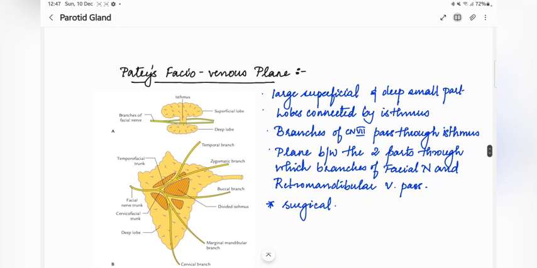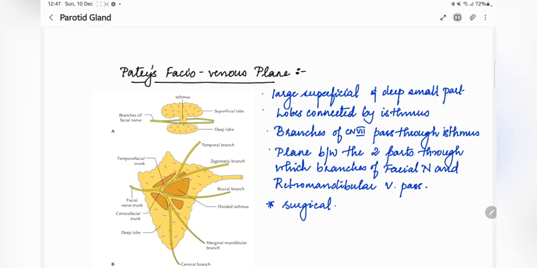Next, we have the Patey's facio-venous fling. So the parotid gland, as we can see here, is divided into a large superficial lobe and a small deep lobe, and these two lobes are connected by an isthmus, and it is through this wedge-shaped isthmus that the branches of the facial nerve pass. So the plane between the superficial and the deep lobe, through which the branches of the facial nerve as well as the retromandibular vein lie, is known as the Patey's facio-venous fling.